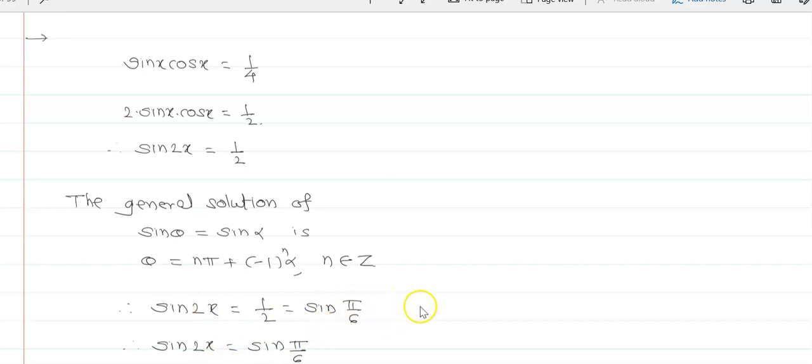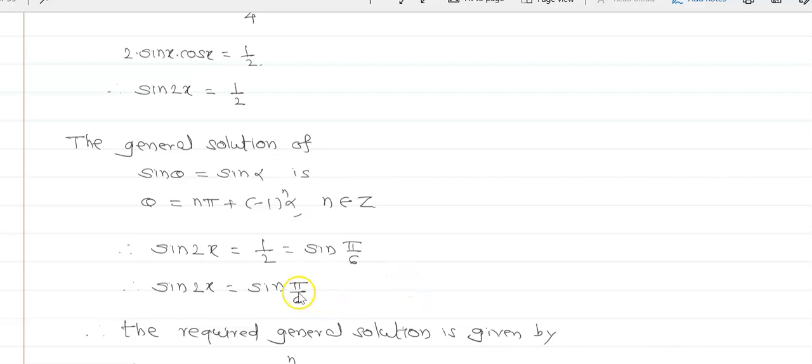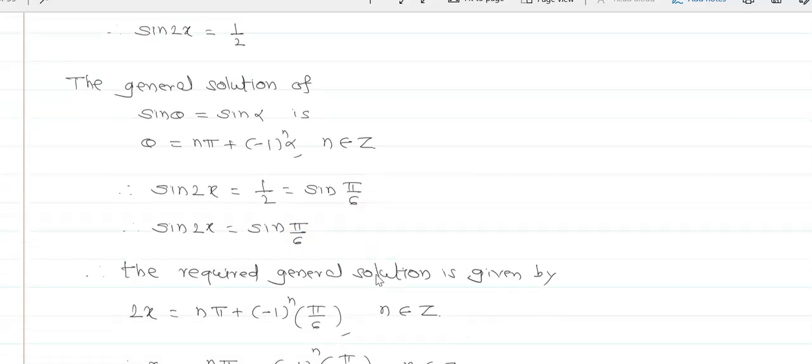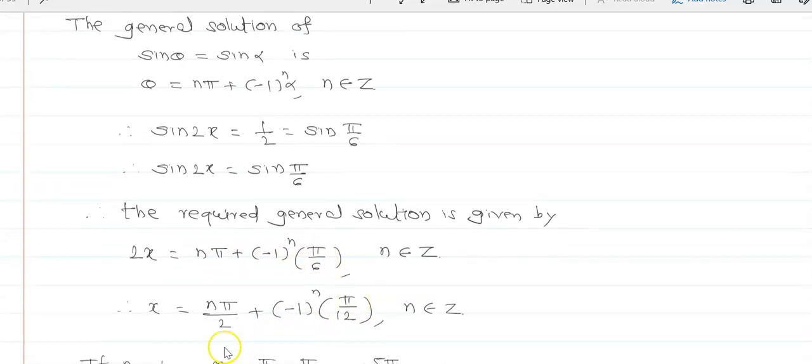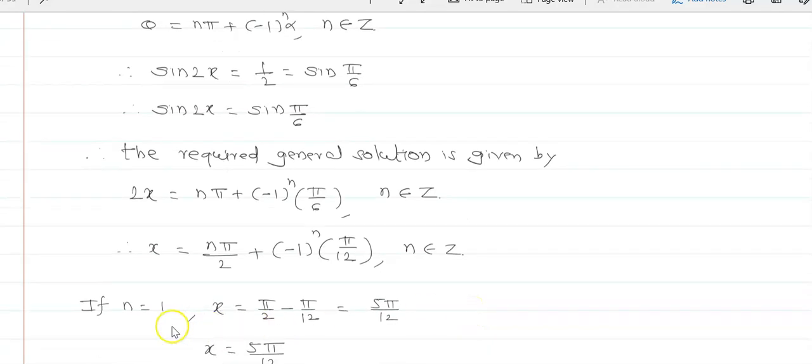Therefore, 2x is equal to pi by 6. That is 2x is equal to n pi plus minus 1 raised to n into pi by 6. Divide on both sides by 2. x is equal to n pi upon 2 plus minus 1 raised to n into pi by 12, where n belongs to Z. If n is equal to 1, then you will have 5 pi by 12.